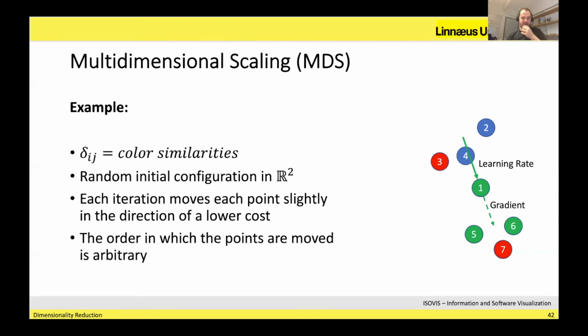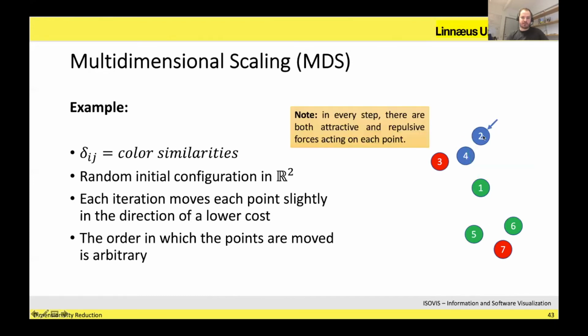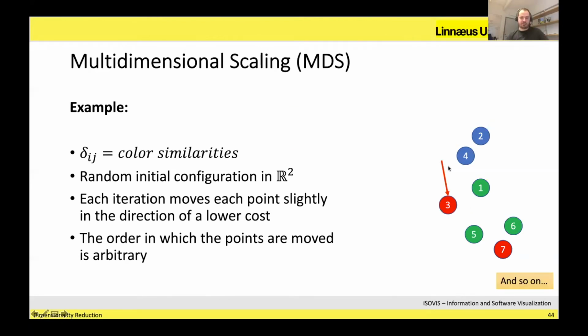So it comes to this point. Then I do the same for point number 2. I found out that the direction here for point number 2 is like this because I want to get closer to 4. And then I move it a little bit because of the learning rate. And also remember that at every step there are both attractive and repulsive forces acting on each point, because not only do I want to get closer to 4, but I also want to get far away from the other stuff that's not like me, right? And for example, in this case, I moved 3 this way because I found out that this was the gradient for 3.